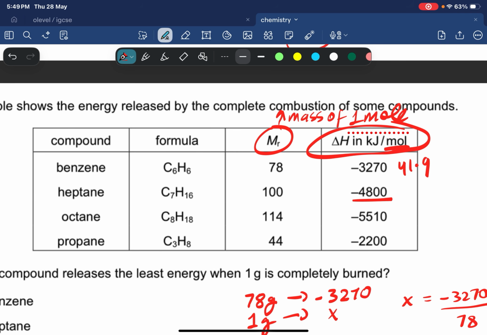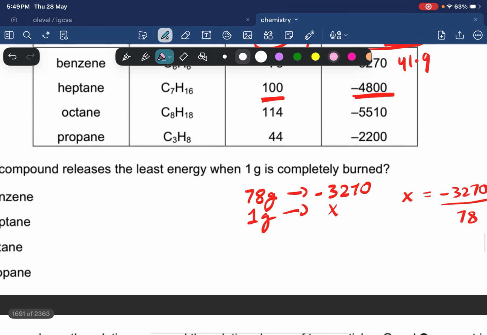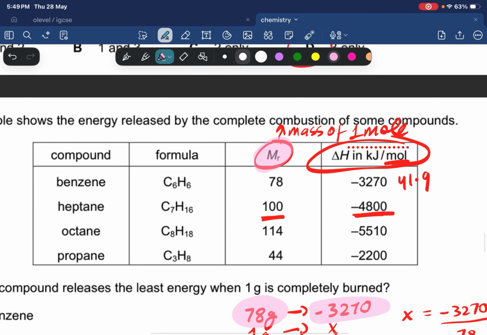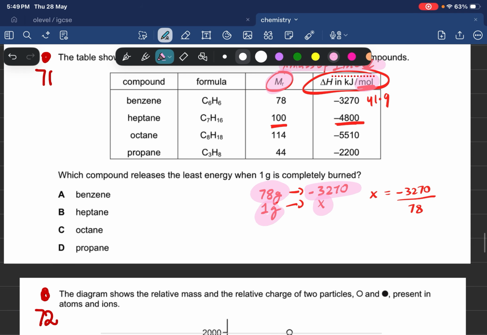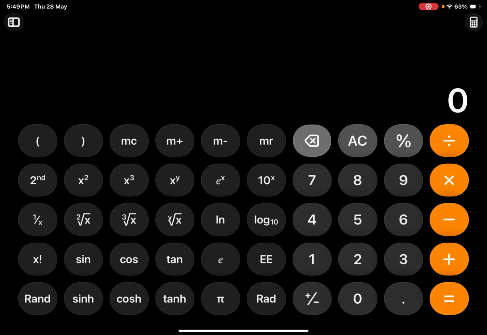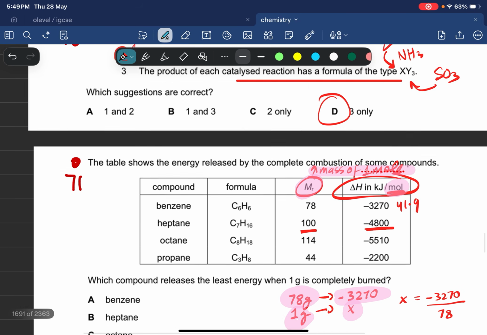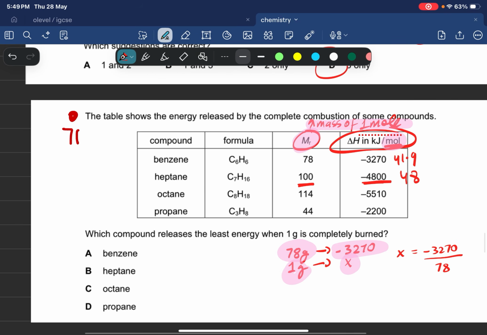For here, just divide this by this. 4800 divided by 100. The maths is: 78 grams releases this much energy, because that's the mass of 1 mole, and that's the energy of 1 mole. So this much mass would release this much. 4800 divided by 100 gives me 48. I could do it mentally, but I had to use the calculator.